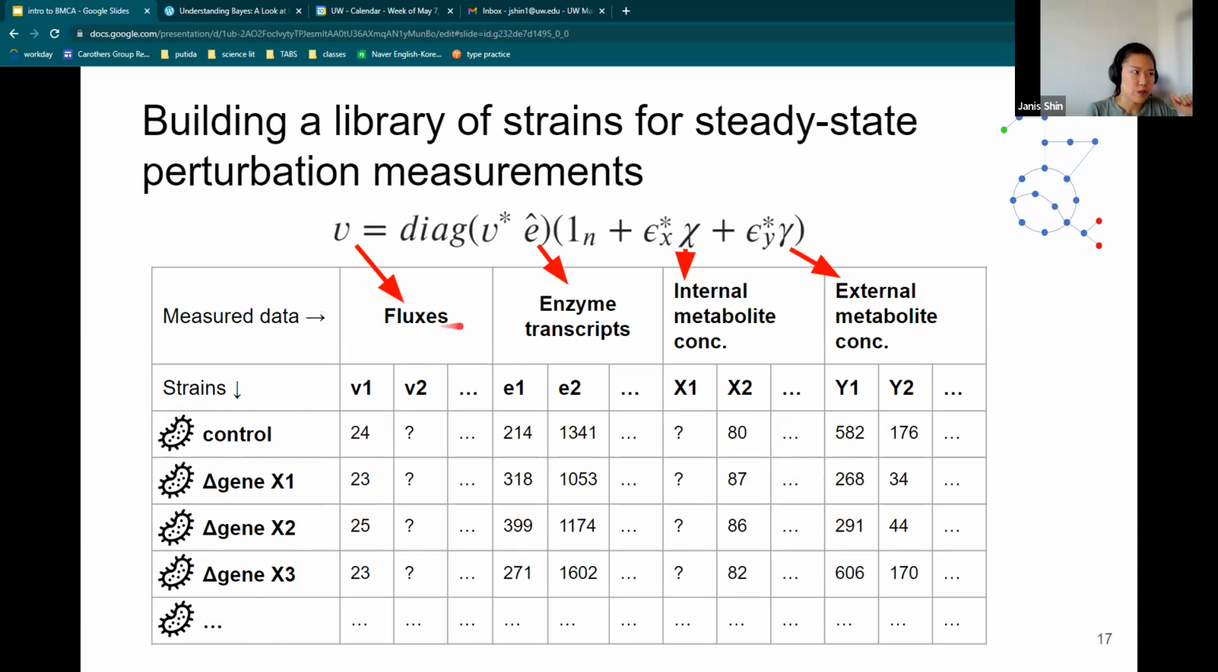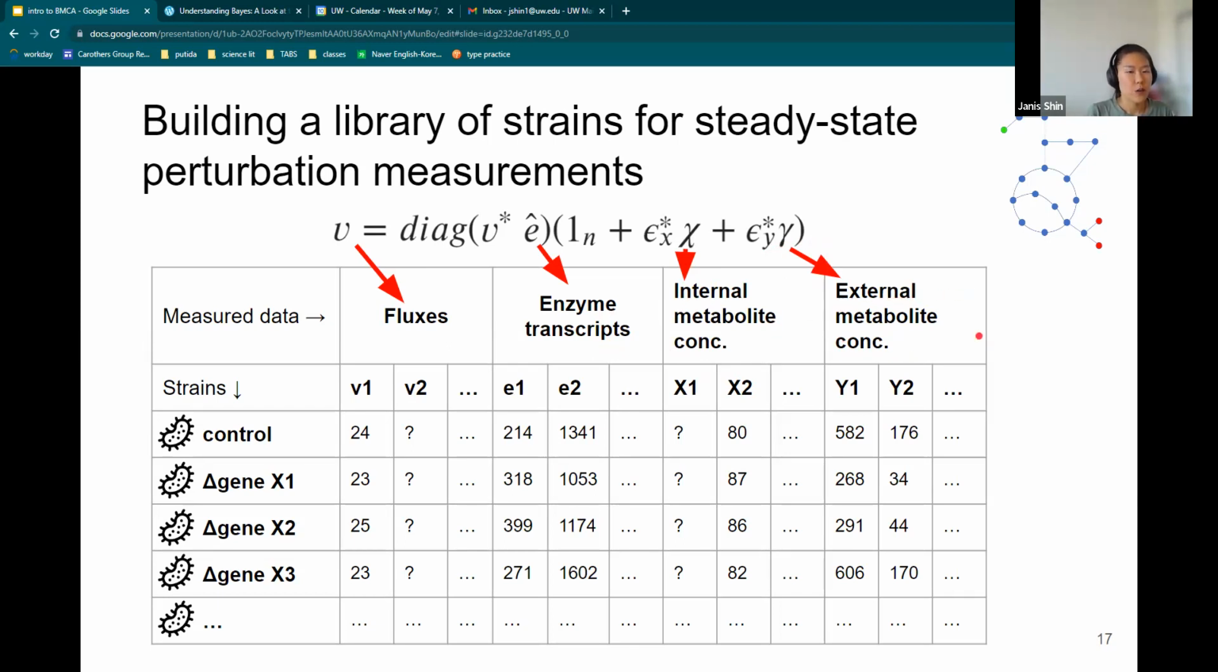And we're measuring the fluxes, the enzyme levels, which is proteomics, or we can measure the transcriptomics. They're not one-to-one replaceable with each other, but if you can't get your proteomics, then you can use transcriptomics in a different way. We also measure the internal metabolic concentrations that we can, and the external metabolic concentrations.